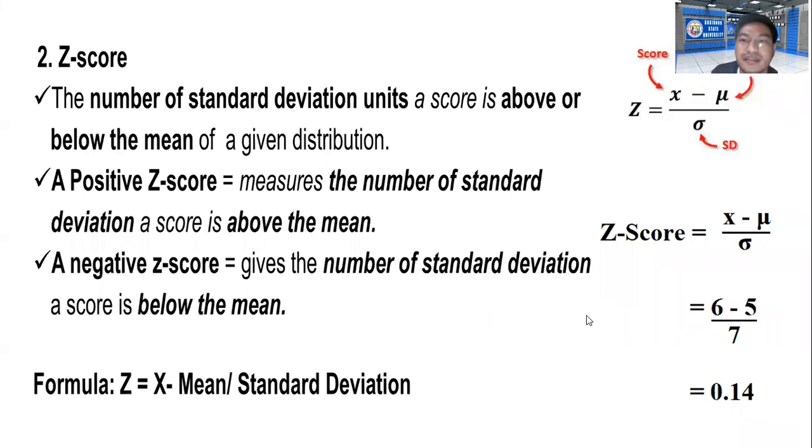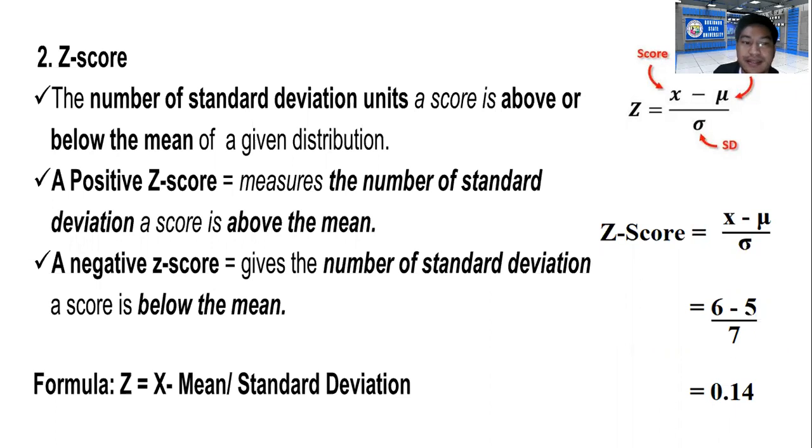The second is we have the standard scores. We have here the z-score. The z-score is the number of standard deviation units a score is above or below the mean of a given distribution. So a positive z-score means the number of standard deviations a score is above the mean. And a negative z-score gives the number of standard deviations below the mean. So if you have a positive z-score, it's above the mean, so it's on the right side. But if you have a negative z-score, that means it's below the mean, it's going to the left.